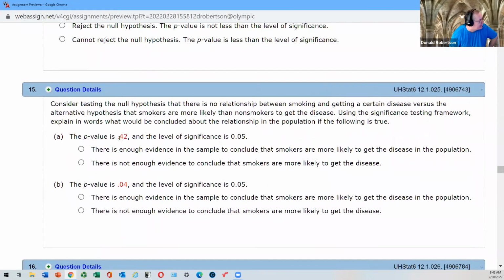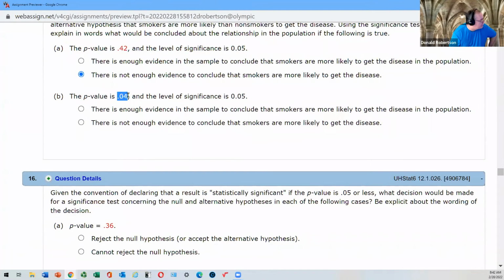Now, suppose the p-value is 0.42 and the significance level is 5%. So the p-value is 42%. That's much bigger than the significance level. There is not enough evidence in that story. If the p-value was 0.04 and the significance level is that, so this time it's less, then there is enough. So isn't the check basically find the p-value? If it's less than alpha, you've got evidence to prove what you're trying to prove. If it's bigger, there's not enough evidence.